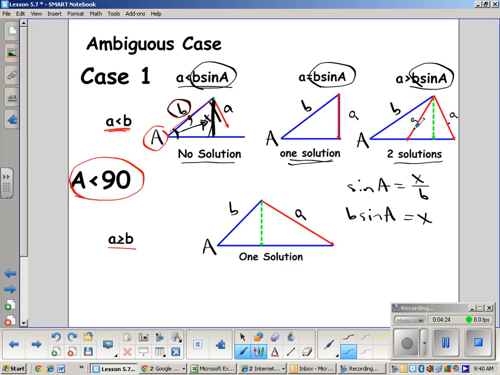What I told you the other day was, if you always use the biggest angle, if you know the biggest angle and the length of the side opposite, then it's always going to make one triangle. It's when you don't know the longest side, and you're looking for that longer side, that's when we can run into some problems.